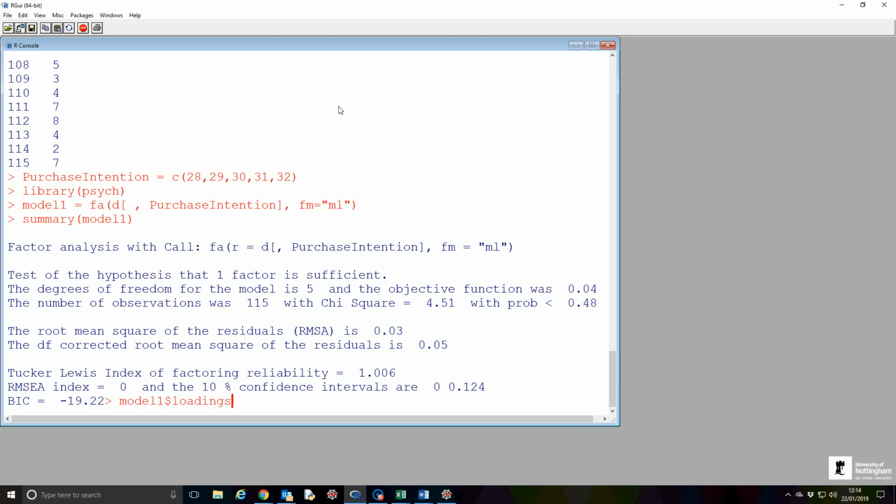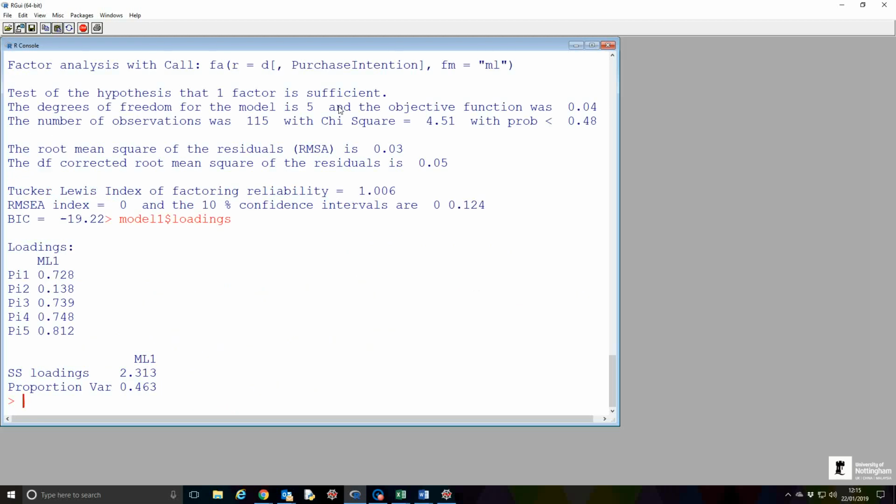Yeah. And what it's going to do is say, show me the stuff inside the object called model1, which has been defined by psych as loadings. Okay. Right, okay. So that's quite interesting then. So here we get a couple of interesting things. We get the loadings, of course, which we need to carefully examine and decide whether we will keep all the items or not. And then we get a combined measure regarding the variance that the loadings represent and the proportional variance that our model explains.